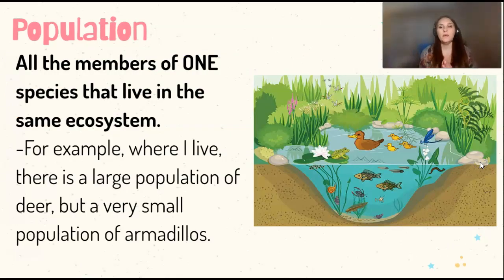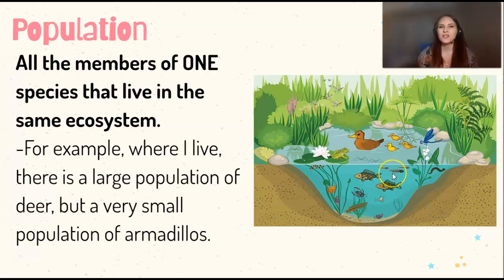Now, another word that we need to become familiar with is population. So when we say the word population, we're talking about all the members of one species that live in the same ecosystem. So for example, where I live up in North Georgia, we have tons of deer. I see deer pretty much every day because they're everywhere. So we could say we have a very large population of deer. But where I live, we don't really have many armadillos. I might see one or two armadillos a year. So we have a very small population of armadillos.